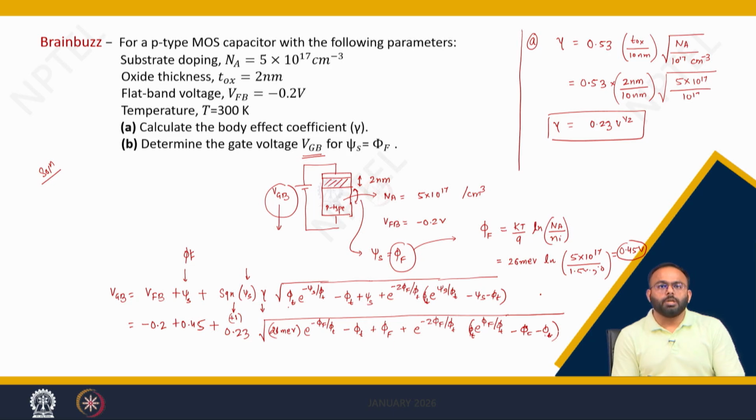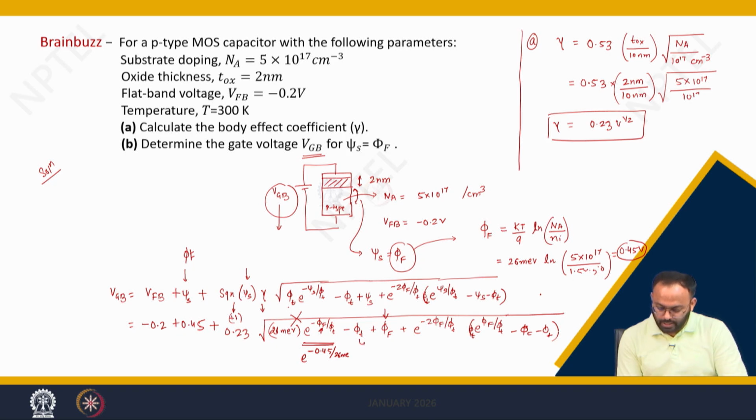One way out is you keep all those values in this equation and calculate the exact value. The other way is you can do some approximation, because if your approximation is good, the complexity will be less. It is a general rule of thumb: if you have a good approximation, the complexity of your model will be less. Consider this value. This is a decaying exponential of some positive value, e to the power of minus 0.45 divided by 26 milli electron volt. It is a decaying exponential with respect to phi f, so you can simply ignore that value.